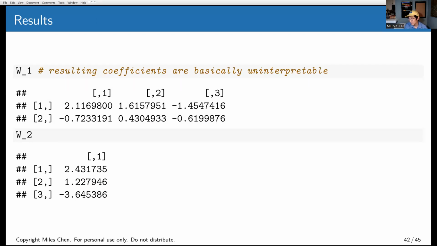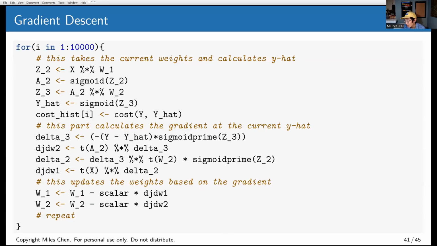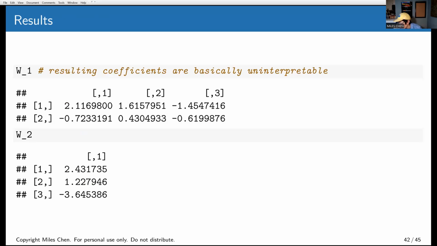And now this is the result, okay? It says, okay, after 10,000 iterations of this thing, these are the coefficients we have for W1 and the coefficients for W2. And I have no idea what these coefficients mean. So that is one of the downsides of neural networks: you get these weights at the end of the day, but they're not interpretable. We don't know what this coefficient does. We don't really know what this particular node means. But that doesn't really matter.